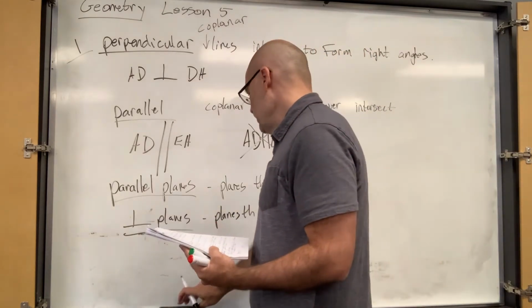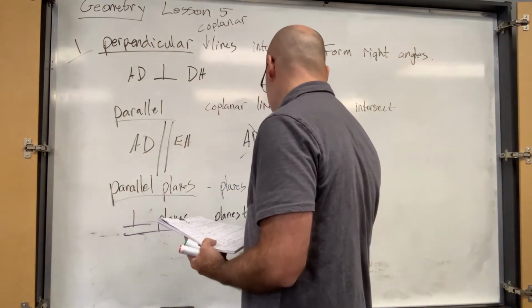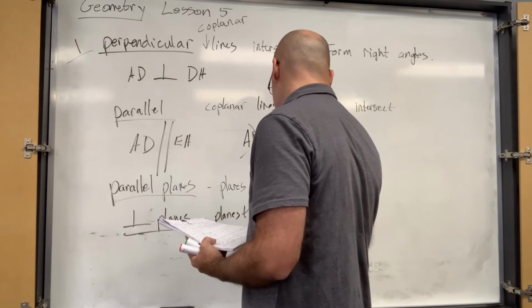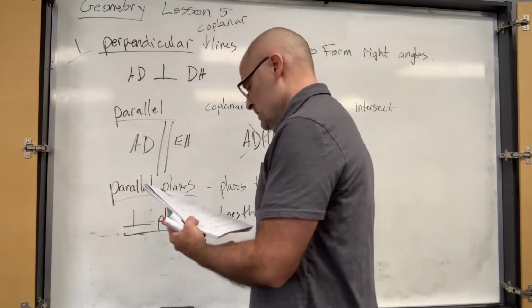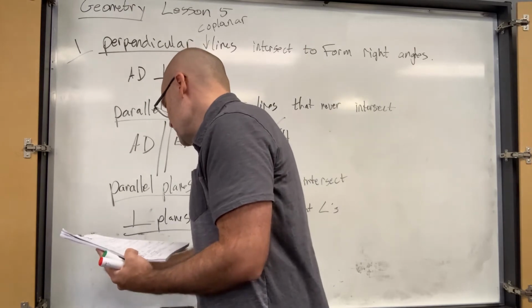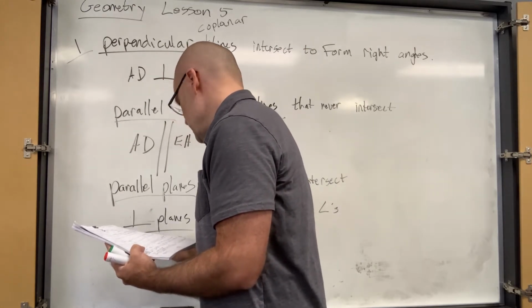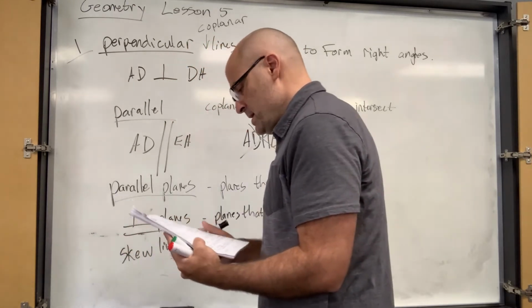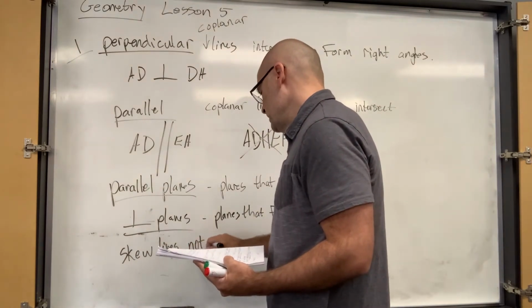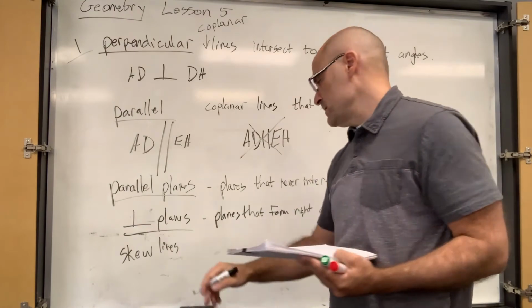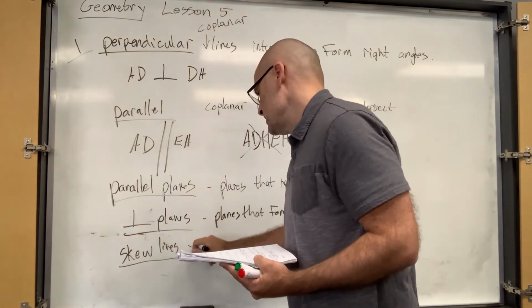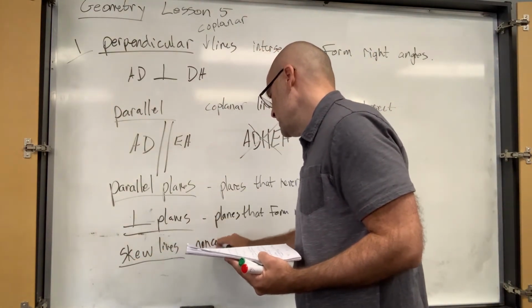All right, and then we talked about planes that form right angles. So skew lines, we talked about that. Skew lines are non-coplanar lines that never intersect.